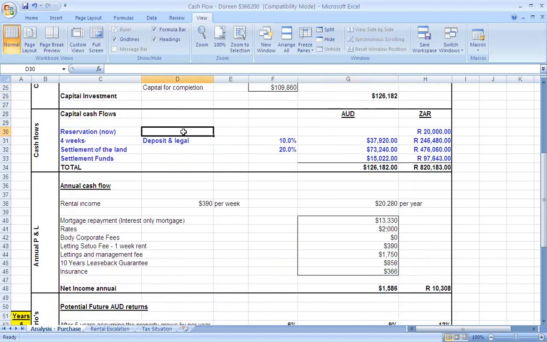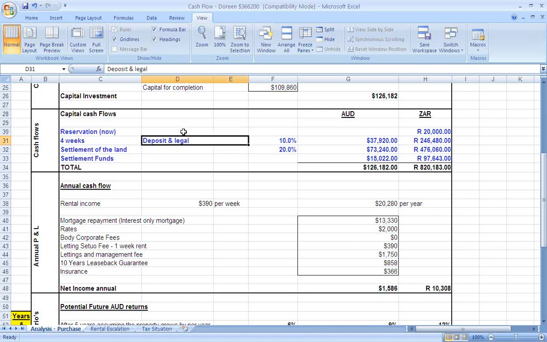So the easiest way to describe it is that we work with developers in Australia. To secure the property, you need to put down a 20,000 Rand deposit. That goes into a South African trust account. It's subject to exchange control approval. It's subject to you getting your finance in place, and it's also subject to getting the FIRB application, all three of which we will help you through the entire process.